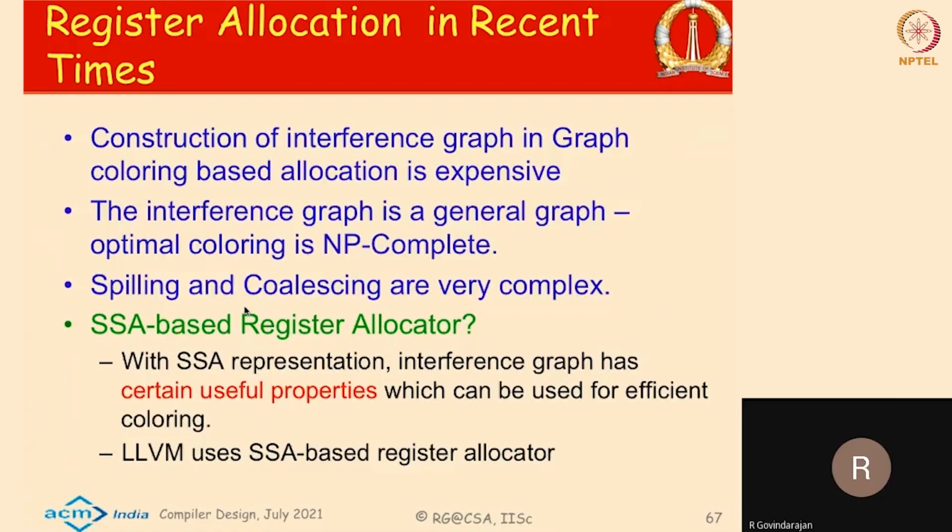Again, this was done in, I think, the mid-2000s. 2 or 3 groups have worked on it and have come up with efficient SSA-based register allocation. LLVM has an SSA-based register allocator. So these are some of the newer developments. Even though I say newer developments, they are about 15, 20 years old, but still, those are the things that people talk about in register allocation, right?